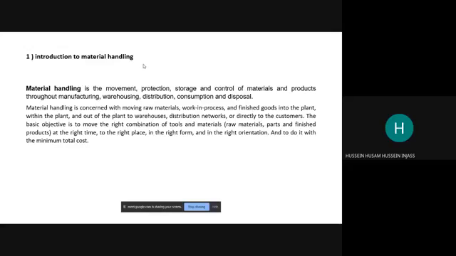Introduction to material handling. Material handling is the movement, protection, storage, and control of materials and products throughout manufacturing, warehousing, distribution, consumption, and disposal. Material handling is concerned with moving raw materials, work in process, and finished goods into the plant, within the plant, and out of the plant to warehouses, distribution networks, or directly to the customers. The basic objective is to move the right combination of tools and materials, raw materials, parts, and finished products at the right time, to the right place, in the right form, and the right orientation, and to do it with the minimum total cost.